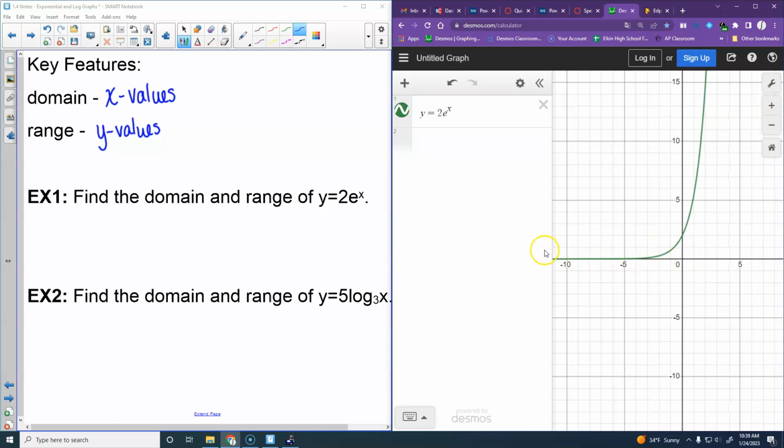Okay. So when I look at x values, let me just put x equals a right here and put a slider in. Why is that not doing a slider? I don't know why it does that. I'm going to do -10 to 10.